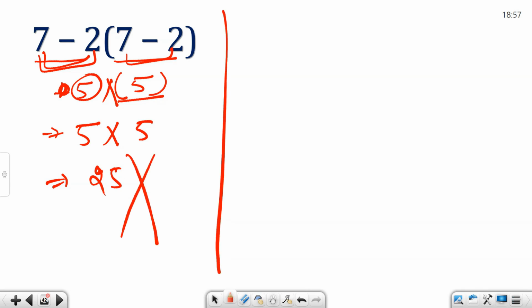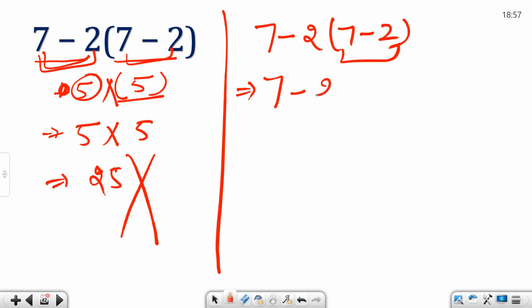Let's rewrite the question. 7 minus 2, in brackets, 7 minus 2. First, we'll solve the bracket according to the BODMAS rule. After that, we'll look at division and multiplication. So 7 minus 2, in brackets, 7 minus 2 becomes 5. When we remove the bracket, we write multiplication.